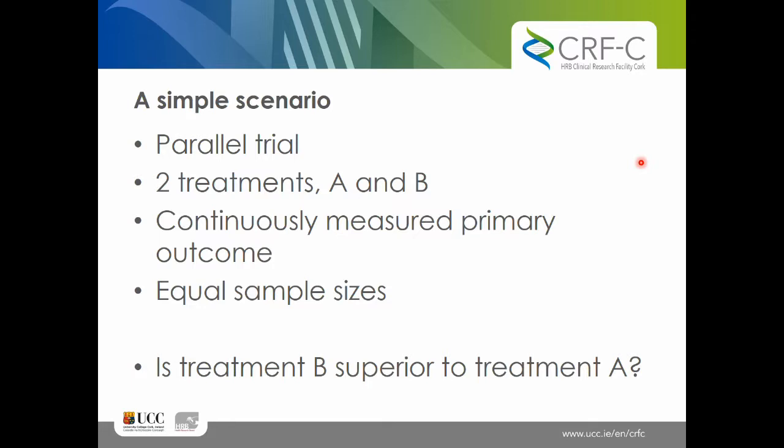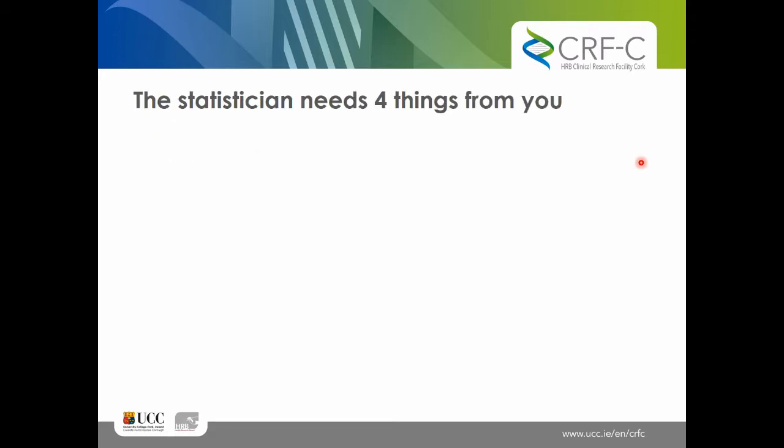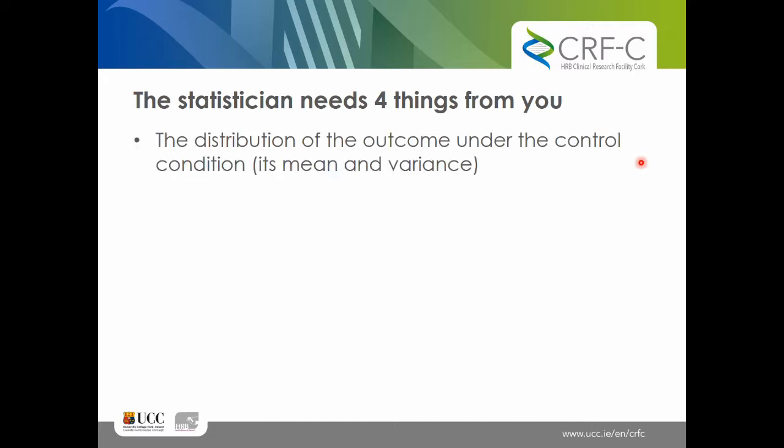And we're asking this question. The question we're always asking is: is treatment B superior to treatment A? And to run this trial, we want to know how many patients I need to enroll to make me feel more confident that we're going to get a good answer to our important question. And essentially what the statistician will need from you is 4 different things. All right, the first thing we need is the distribution of the outcome under the control condition.